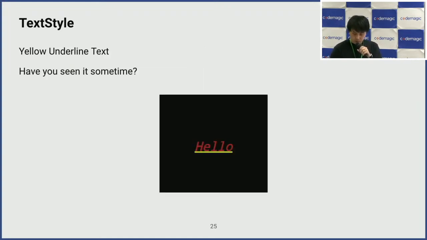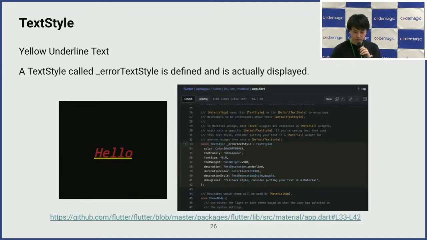What kind of problem might occur if the text style is not set? Has anyone else seen this when displaying text in Flutter? I've experienced this when I created a page and forgot to wrap it with Scaffold. This means that the default text style could not be found. In fact, the error text style defined in app.dart in the Flutter SDK is set to display this.